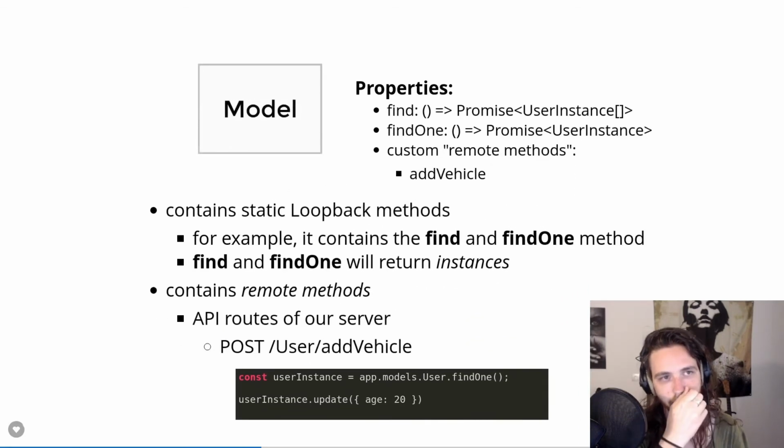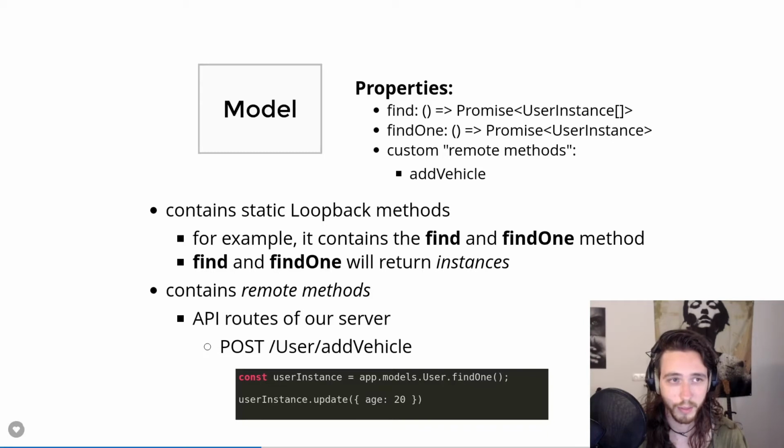Okay, and at last the model. The model contains all the static Loopback methods. What I mean by that is that, for example, you can find all the users, or you can find one user. These methods will return instances, so Loopback objects that we can manipulate further using the instance methods afterwards. And that's it about Loopback methods. Well, there are many more, but I won't present them.